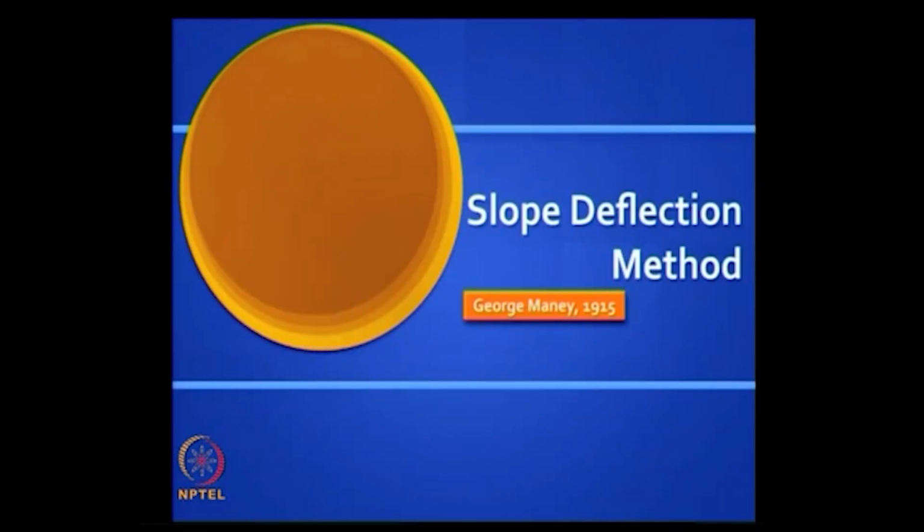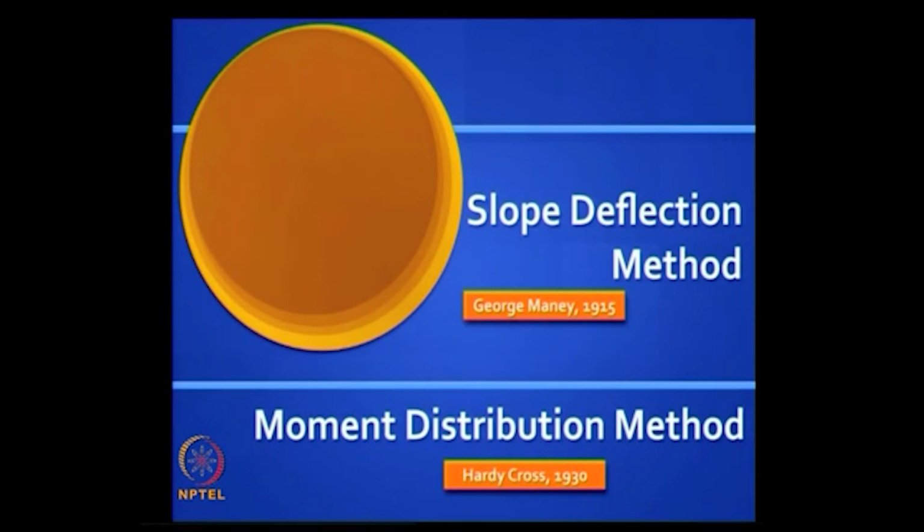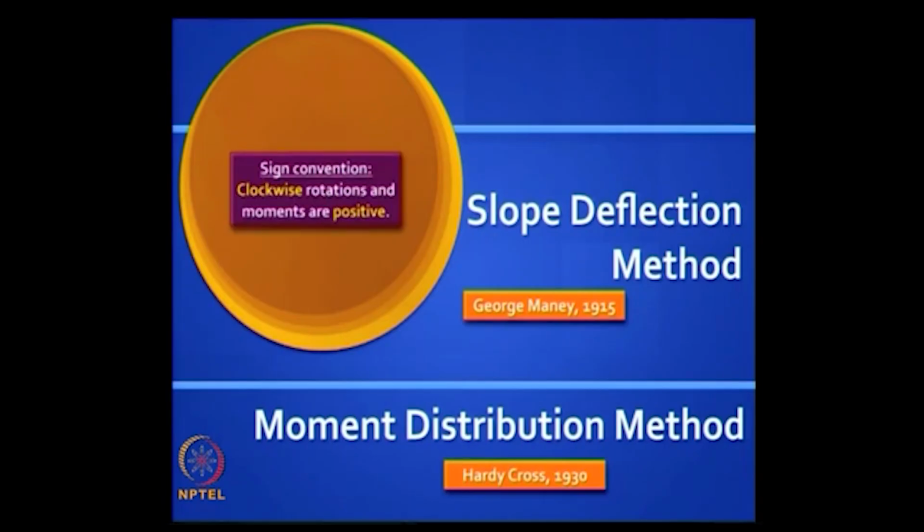Okay. Now we start with the slope deflection method. Let me just introduce it to you. It was formulated by George Maney in 1915. It is the foundational method, it is where all the displacement methods started, and subsequently Hardy Cross in 1930, a professor at Illinois, suggested a simple method called the moment distribution method, and parallelly in East Germany Gaspar Kani proposed his method called Kani's method.